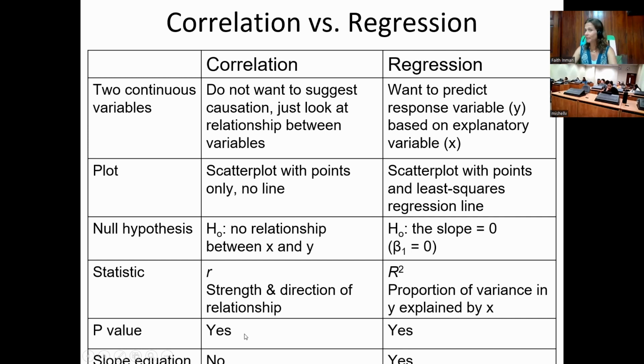Can you get a p-value for these both? Yes, you can. I'll get into that more after the midterm. We'll talk more about getting p-values for regression in particular, because it varies depending on whether you're doing simple linear or multiple linear. And do you get a slope equation? So for correlation, you do not get a slope equation. For regression, yes, you do get a slope equation.